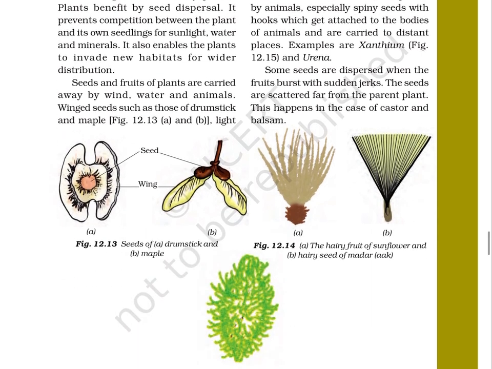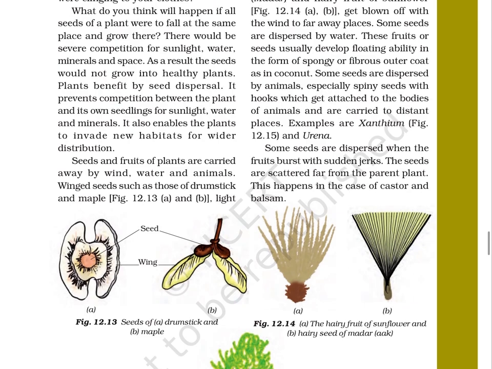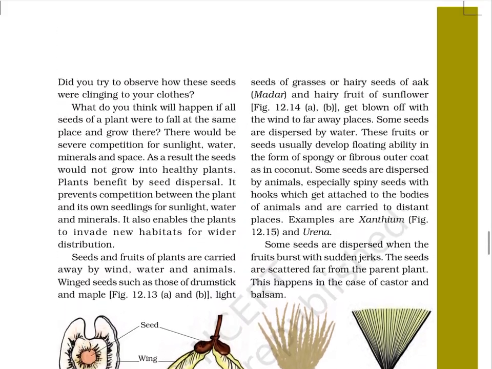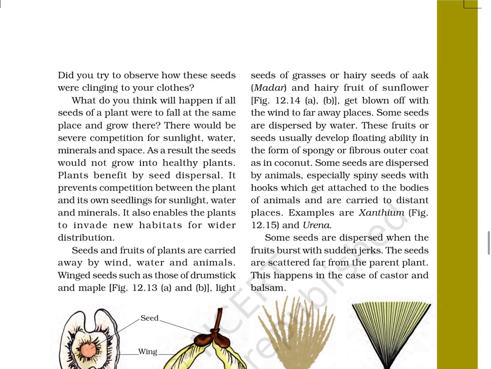Seeds and fruits of plants are carried away by wind, water, and animals. Winged seeds, such as those of drumstick and maple, which can be observed in figure 12.13 A and B, light seeds of grasses or hairy seeds of ak or madar, and hairy fruit of sunflower, which can be observed in figure 12.14 A and B, get blown off with the wind to faraway places.